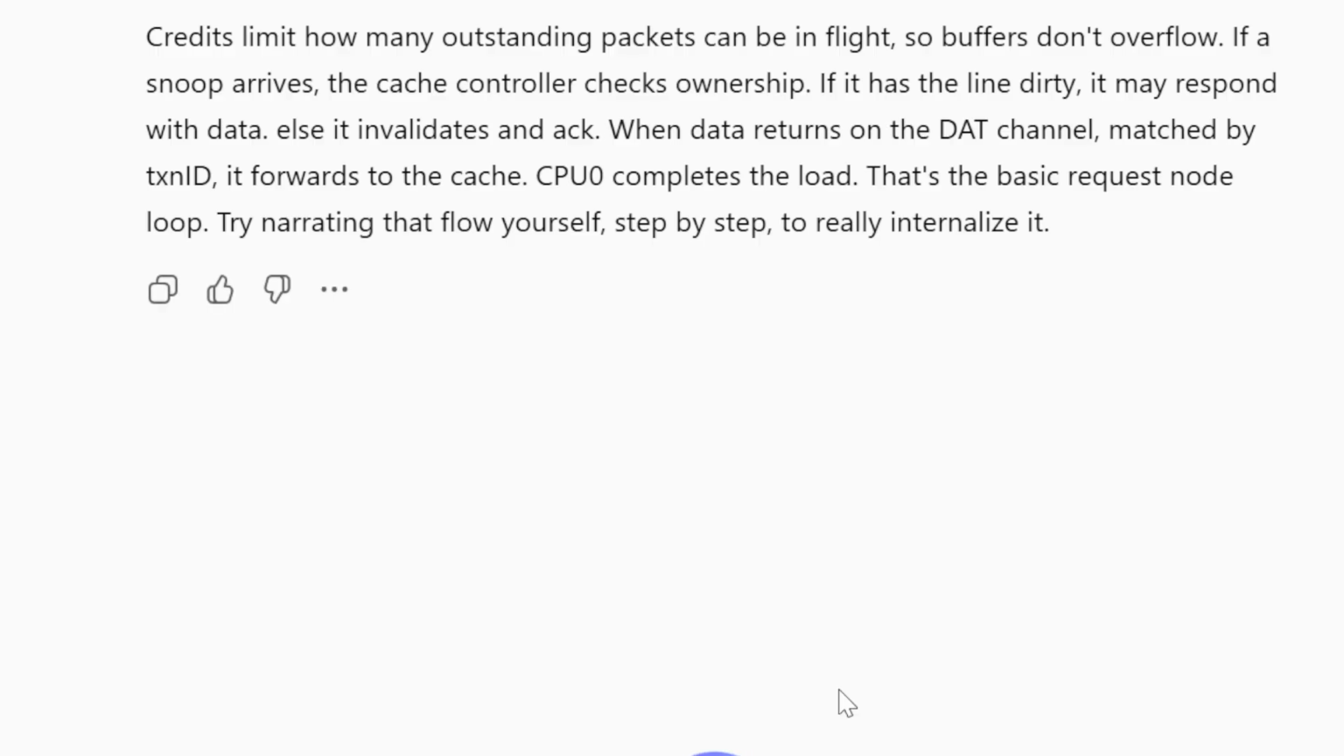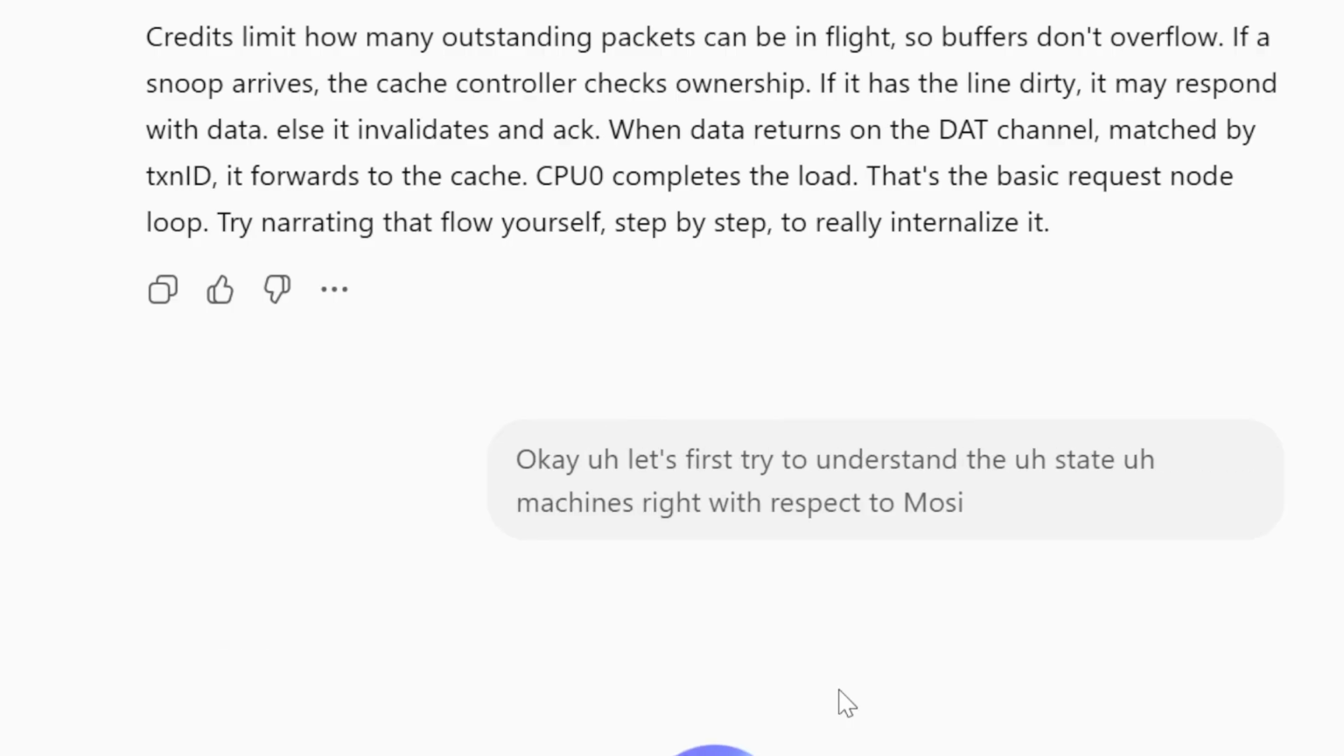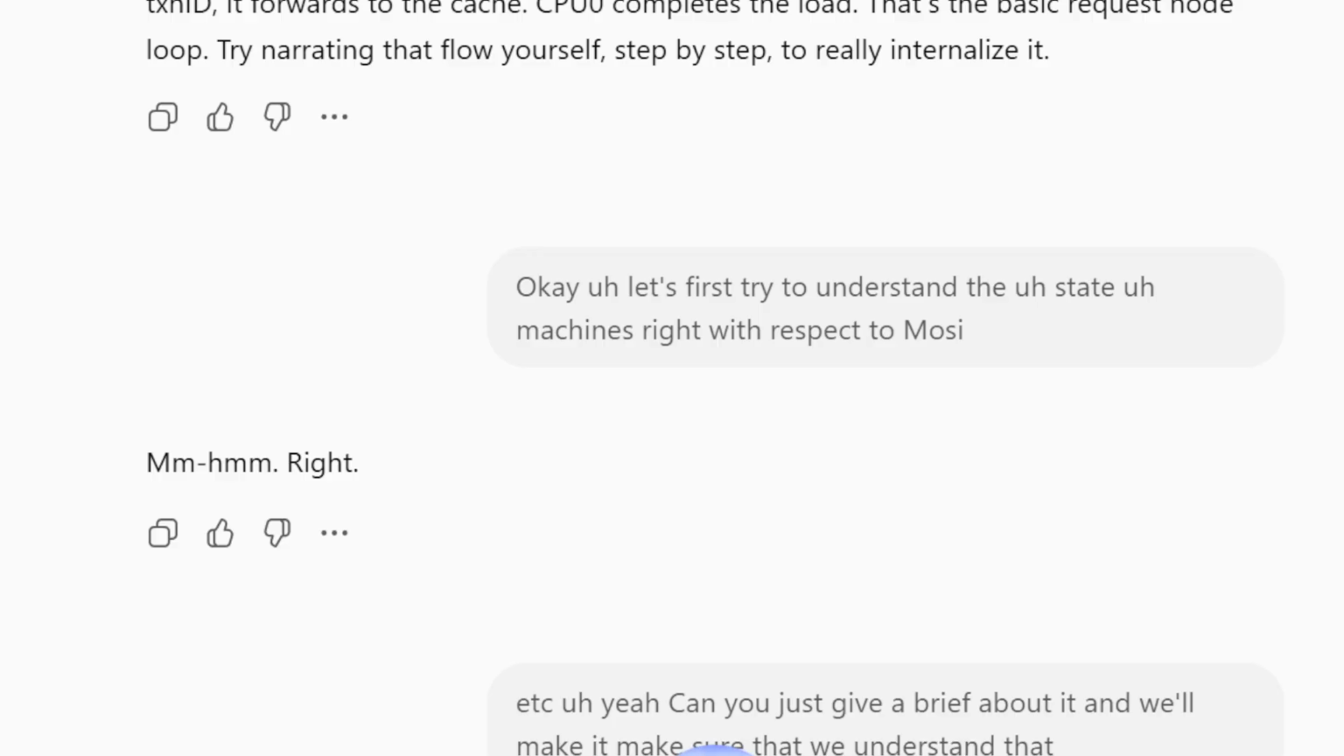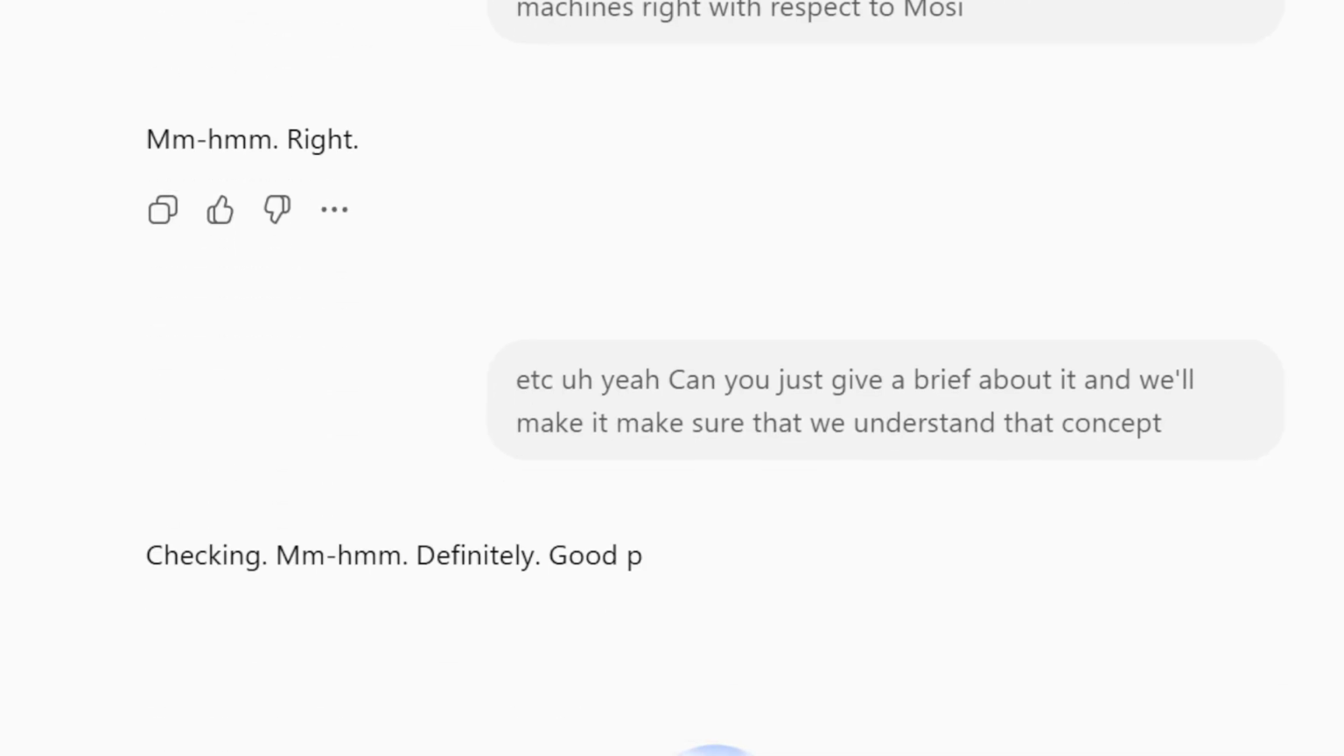Okay, yeah, let's first try to understand the state change with respect to M, O, E, S, I, etc. Can you just give a brief about it, and we'll make sure that we understand that concept. Definitely. Good place to slow down.